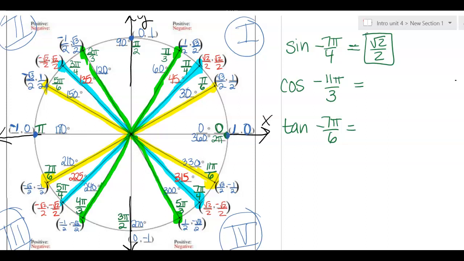Okay, so I can count, or I could think about what it was as a positive and then try to understand that as a negative. Okay, either way, that negative 11 pi over 3 should land me at this same spot as positive pi over 3. And cosine is the x-coordinate, so in this case, that would be 1/2.